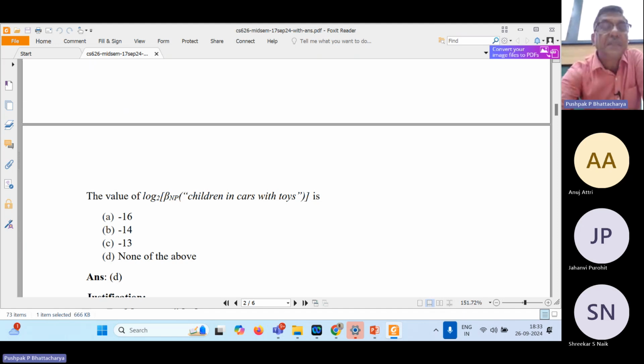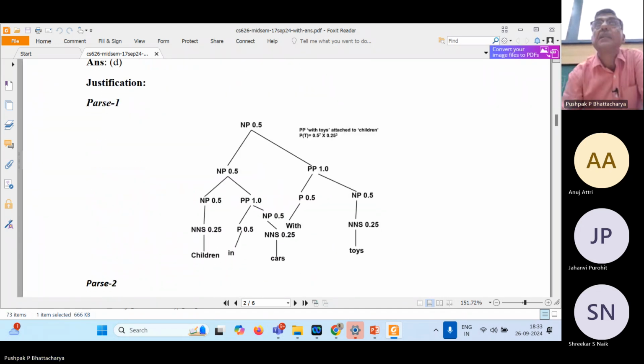Now this sentence has two parse trees. The first parse tree is NP PP, then NP gets expanded to children in cars, and PP goes to with toys. Now, can you tell me where does with toys get attached to? Is it with children or cars? Cars. What is the rule? NP has two children. One of these has to be head, the other modifier.